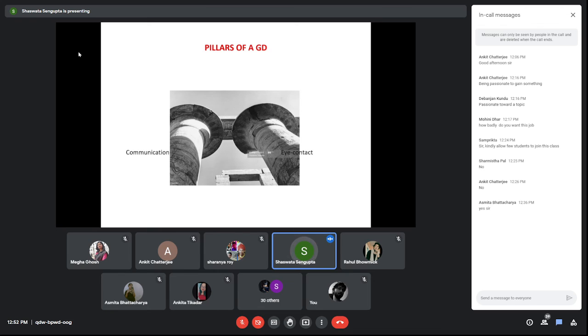So these two are very, very important: your verbal and non-verbal communication skills, as well as your ability to make eye contact. These two things are the pillars of the GD. They are going to support and uphold your entire personality in the course of a GD, and they are going to determine how your personality is going to be deciphered by the interviewers in the course of a GD.